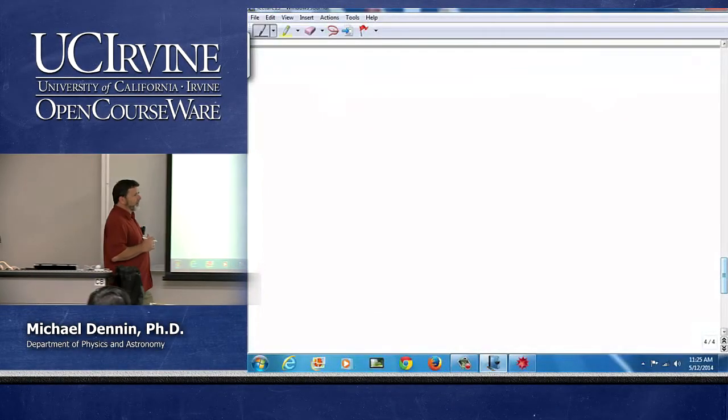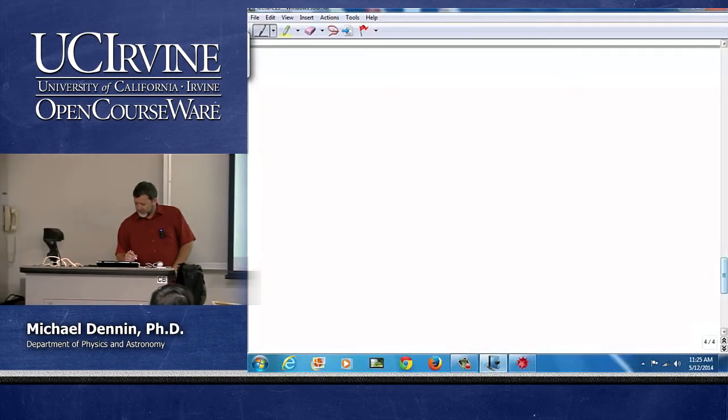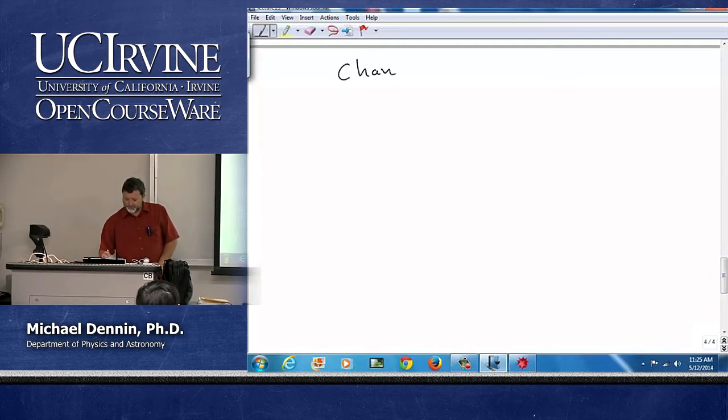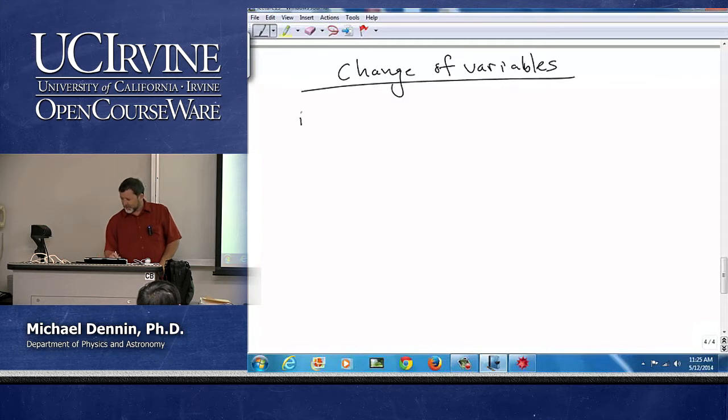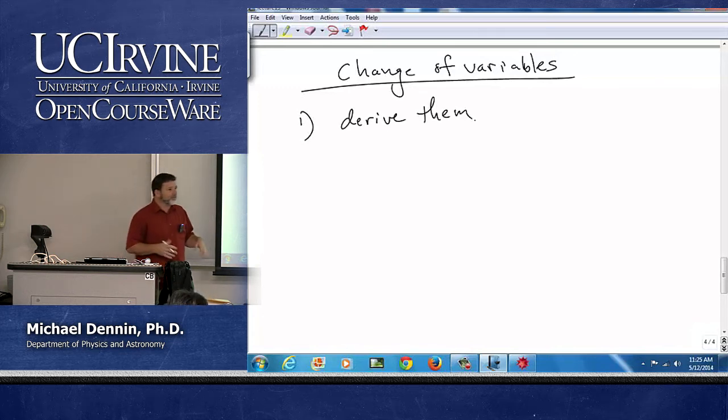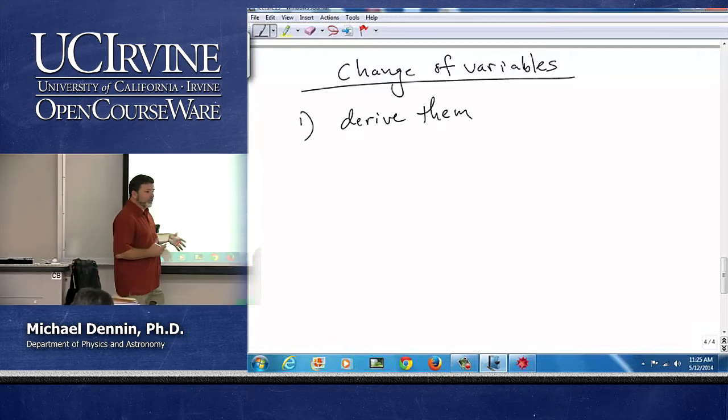Now, one of the big topics that we have to pay attention to is our change of variables. And this is an interesting one in this day and age. First of all, you have the old-fashioned option, which is to derive them whenever you need them. We are going to derive some of them a little bit. I'll give you an indication of how to do that.